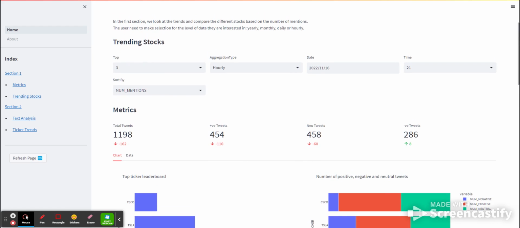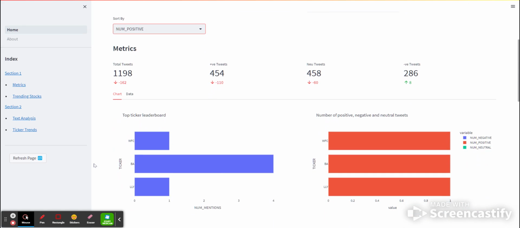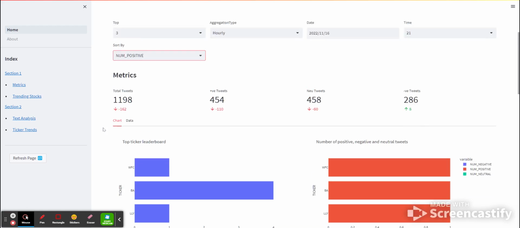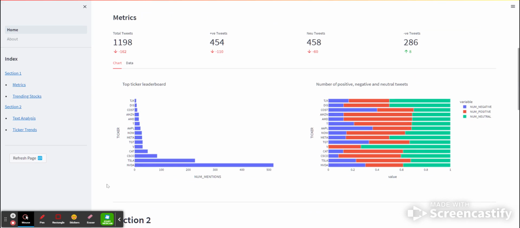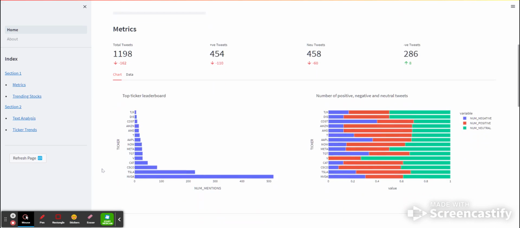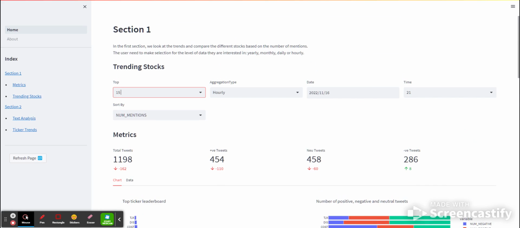We can also sort the data depending upon the number of positives, negatives, or neutral. So this shows you the chart with the most positive percentages. This particular stock symbol on this day doesn't have any negative or neutral tweets, so it appears on the top three list. We can also go back to number of mentions, and instead of the top three, if we are interested in the top 15, we can visualize that information as well. So this is the top 15 information on this day at this hour.